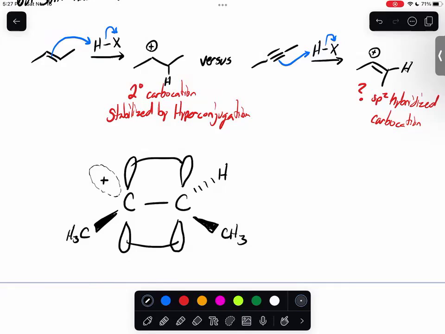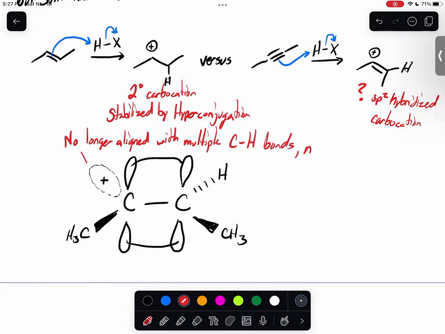And so this right here is no longer aligned with multiple CH bonds. So there's not much hyperconjugation.